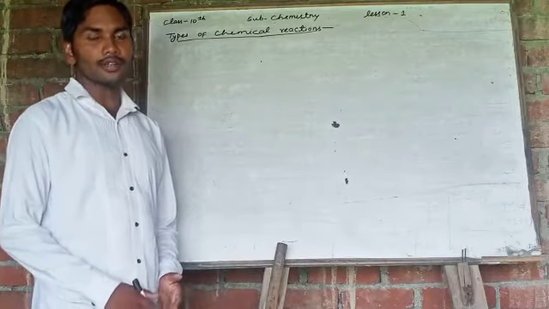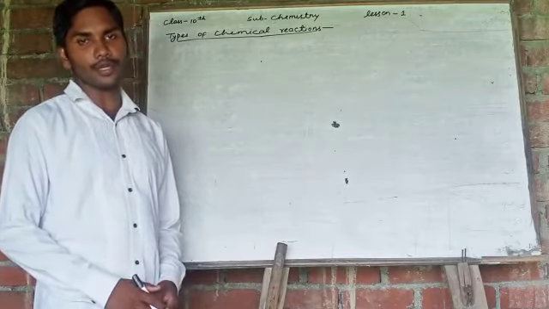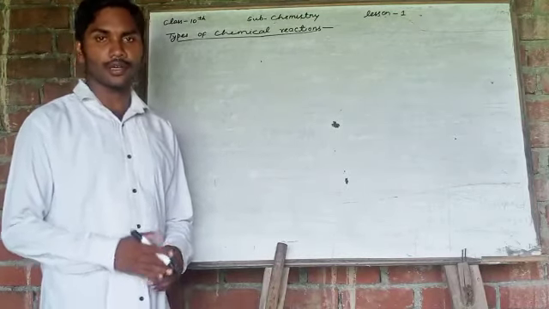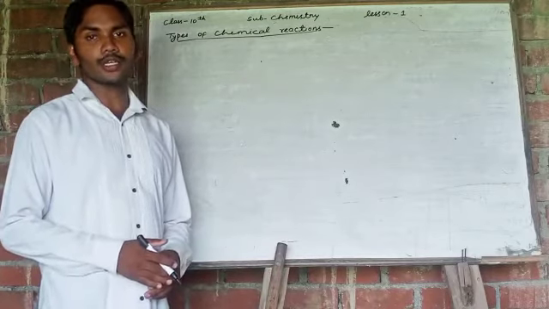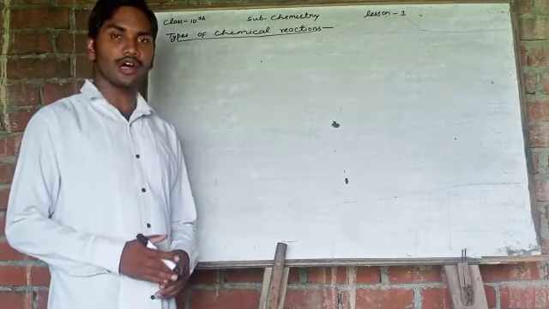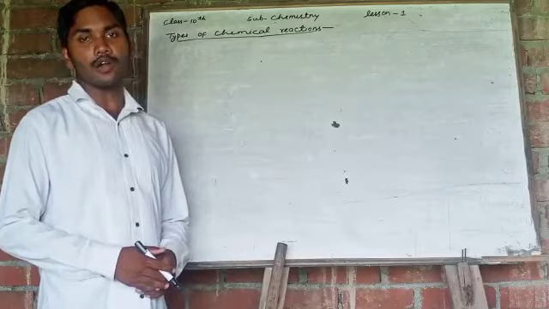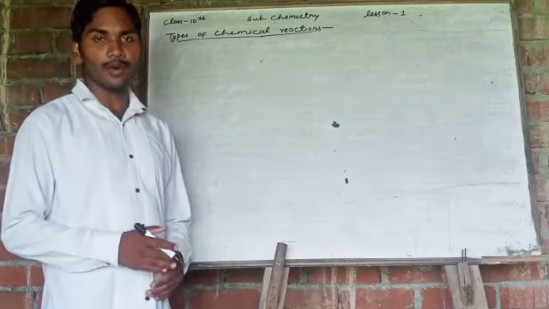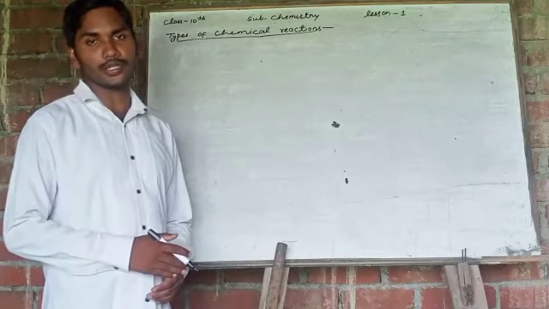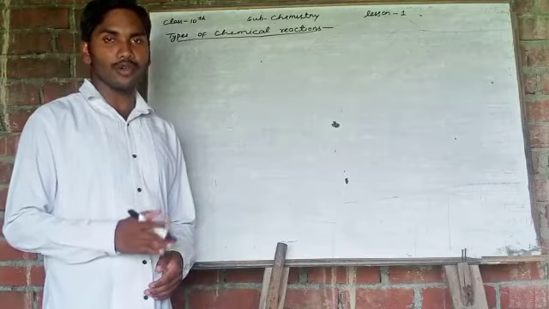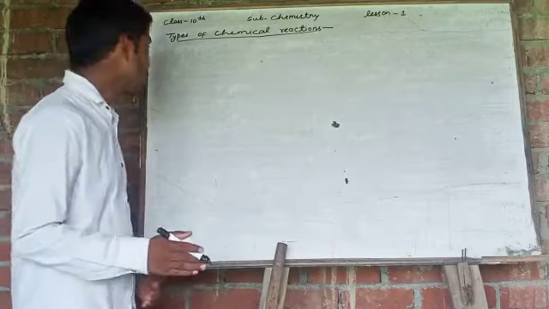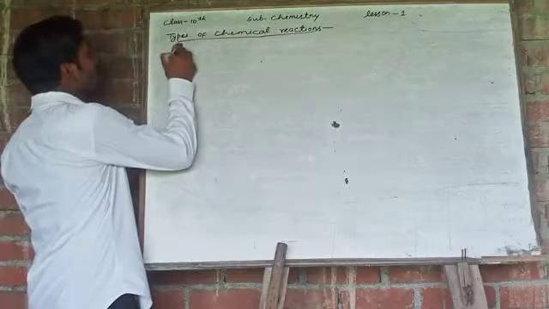As we know, there are 5 types of chemical reactions which I have told you earlier: combination reaction, decomposition reaction, displacement reaction, double displacement reaction, and oxidation reduction reaction. Out of these 5, we have already discussed combination reaction and decomposition reaction. Now we are going to discuss the rest of the chemical reactions. So the next chemical reaction is displacement reaction.